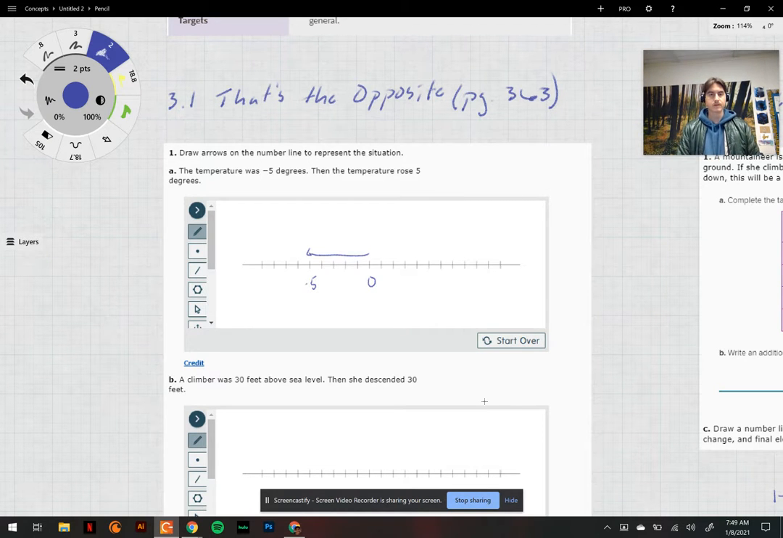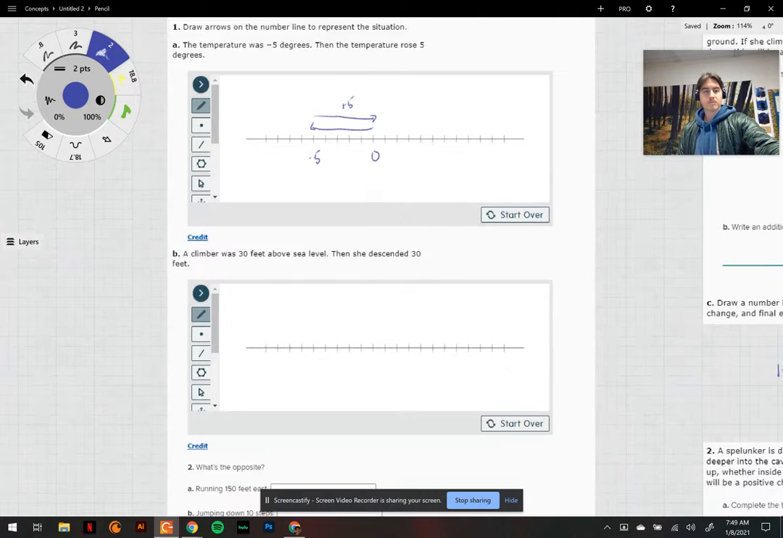Now the temperature rose 5 degrees. That's a positive change, so I'm going to the right 5. So there's my positive change, and my end result was 0. So I went back to where I started from. So I get part B.